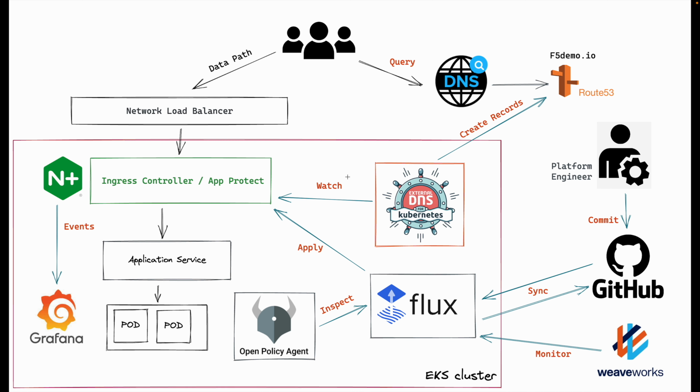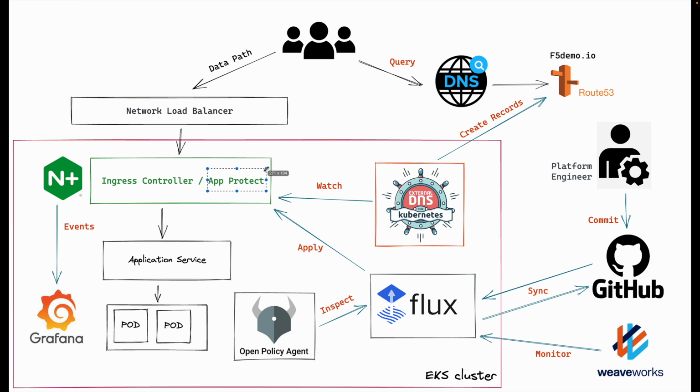I will explain each component individually, then I'll explain the flow of this demo. EKS cluster is a managed Kubernetes cluster by AWS. Inside this cluster, we have a demo application deployed already, but it's not published yet. The Ingress controller from NGINX has two parts. The first part is the traffic management part. This takes care of publishing the application, managing the routing to the application, doing the load balancing, session persistence, health monitoring, traffic splitting, etc.